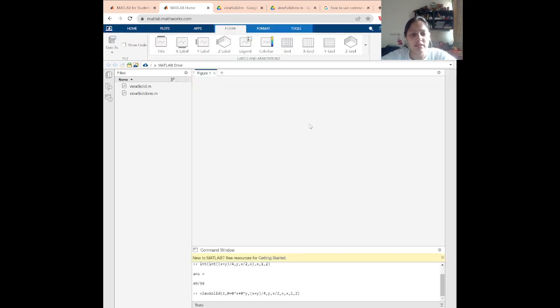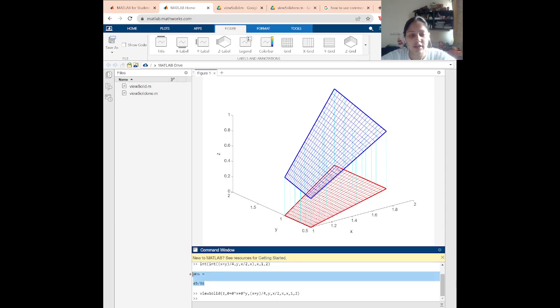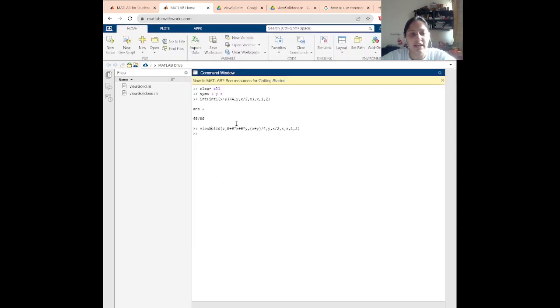So we can see the figure graphically now, and so this blue lines is the volume which we were trying to find, which the answer was 49 by 96. So this is how we find volume between two surfaces. We basically find it with respect to different planes, and then we can use double integration, and then we can use ViewSolid. The syntax is this, and so coming to the next question.